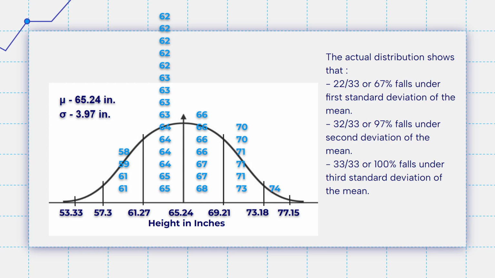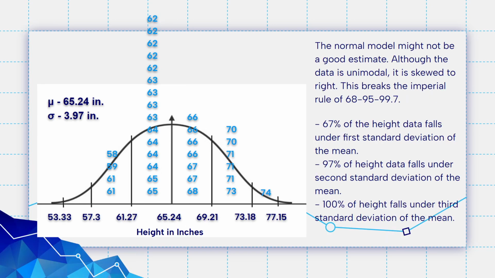So the actual distribution shows that 23 out of 33, or 67%, falls within the first standard deviation of the mean. 32 out of 33, or 97%, falls within the second standard deviation of the mean. 33 out of 33, or 100%, falls within the third standard deviation of the mean.